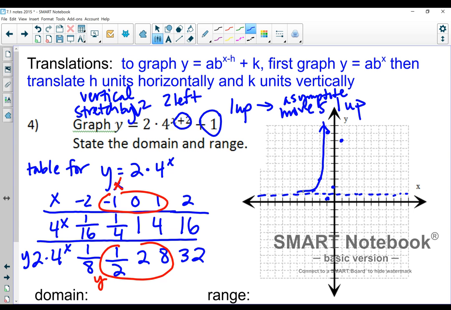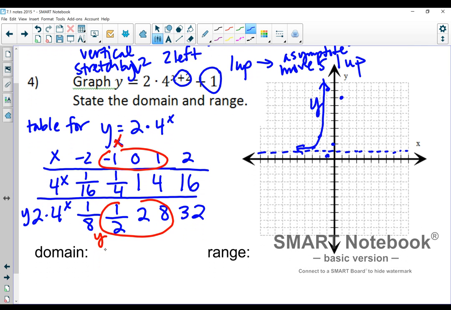It's not wrong. It's kind of ugly. Sorry about that. It's not wrong to connect both of them. You just want to make sure that your final one is clearly marked so I know which one I'm supposed to look at and grade. My domain on this one is still all real numbers. My range is a little bit different this time. I shifted that asymptote up 1. So now my range is going to be y greater than 1.